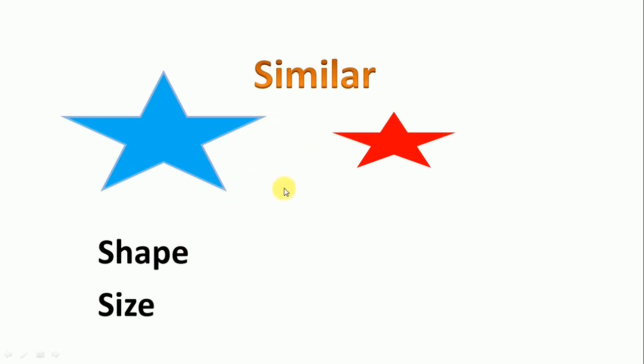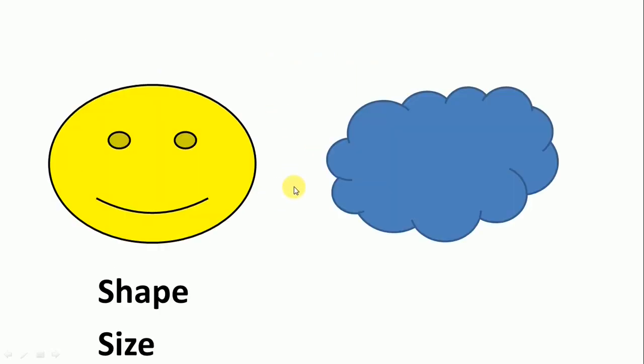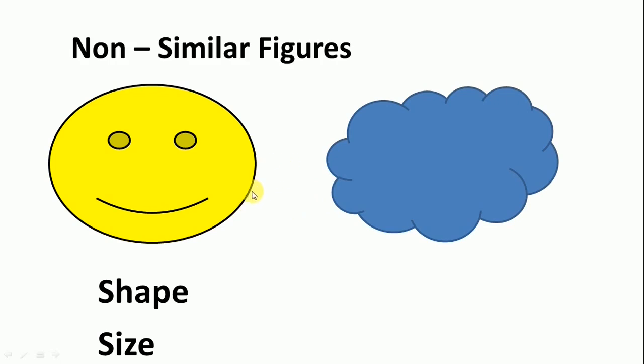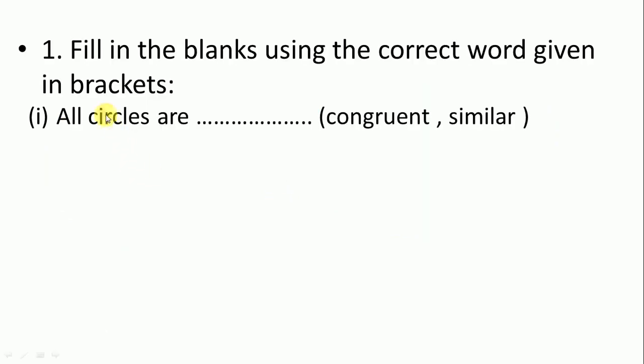Now look at these two pictures. First we have to see shape of the figure. The shape of the figure is different. Next we have to see the size. Size is also different. Then this type of figures we call non-similar figures. Like this you can identify the similar figures and the congruent figure. Let's go to our question.